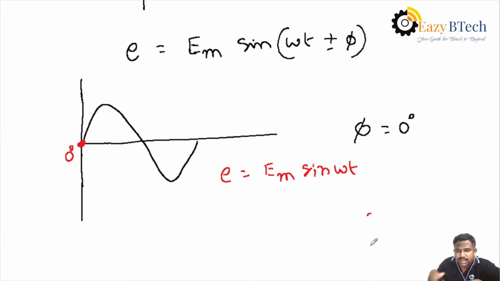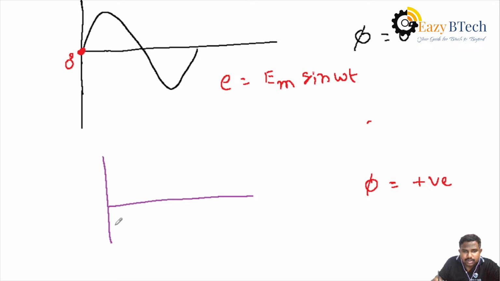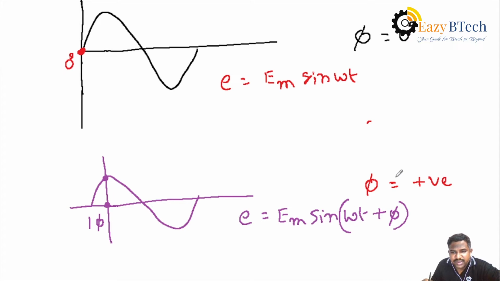And the second case, when the phase angle is positive, the waveform is starting before the origin. That means at the origin the instantaneous value of the waveform is positive. At that point the phase angle is called a positive phase angle. In that case, the equation of the waveform is E equal to Em sin omega t plus phi. So plus phi means the phase angle is positive and the waveform is starting before the origin. That means the instantaneous value of the waveform at the origin is positive.